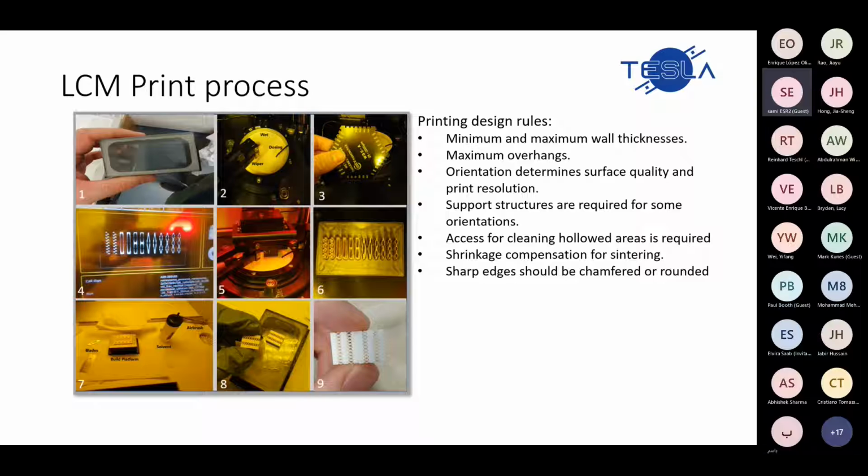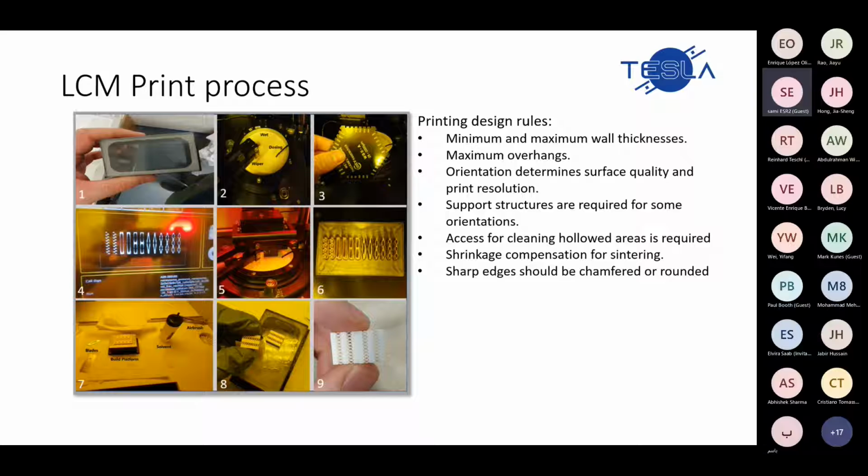And this process comes with some design rules that you need to follow depending on the material and the print. So you have minimum and maximum wall thicknesses that you can achieve. You have maximum overhangs that you can print without supporting structures. The orientation of the print will greatly influence your surface quality and your print resolution. Support structures will be required depending on some orientations.